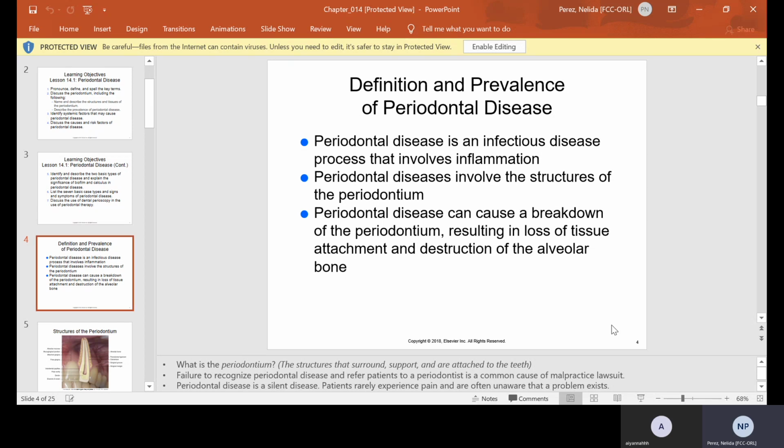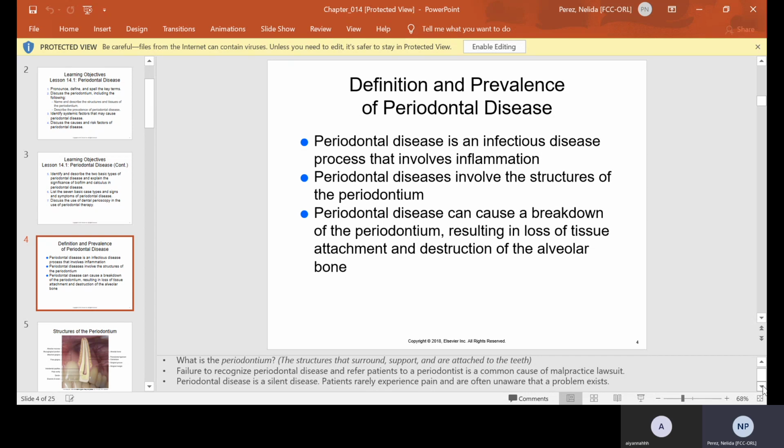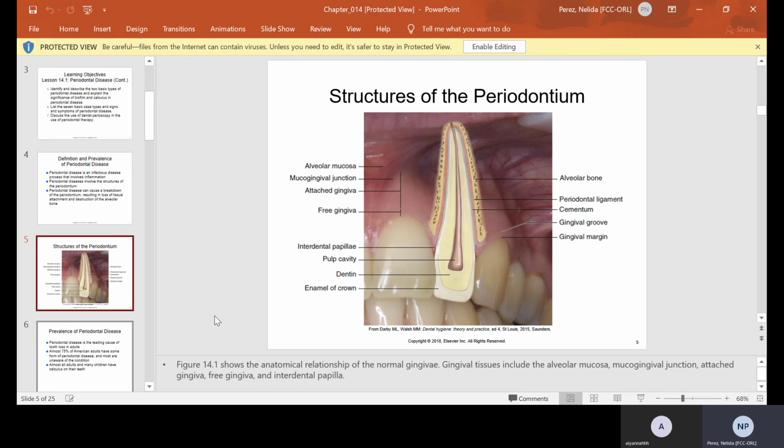If the doctor fails to recognize periodontal disease and refer patients to a periodontist, it is a common cause of malpractice lawsuit. Periodontal disease is a silent disease. A lot of people are not aware that they even have perio, of course, perio for short. Patients rarely experience pain and are often unaware that a problem exists until we get to the part, which we will talk about later, where their teeth are falling out of their mouth.